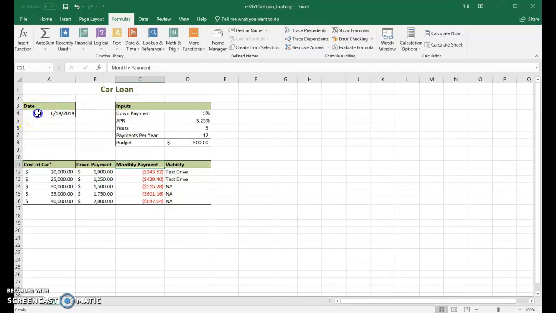First thing we do is click on the today. We put in today's date using the TODAY formula. So we type in TODAY, parentheses, and we hit enter and we get today's date.